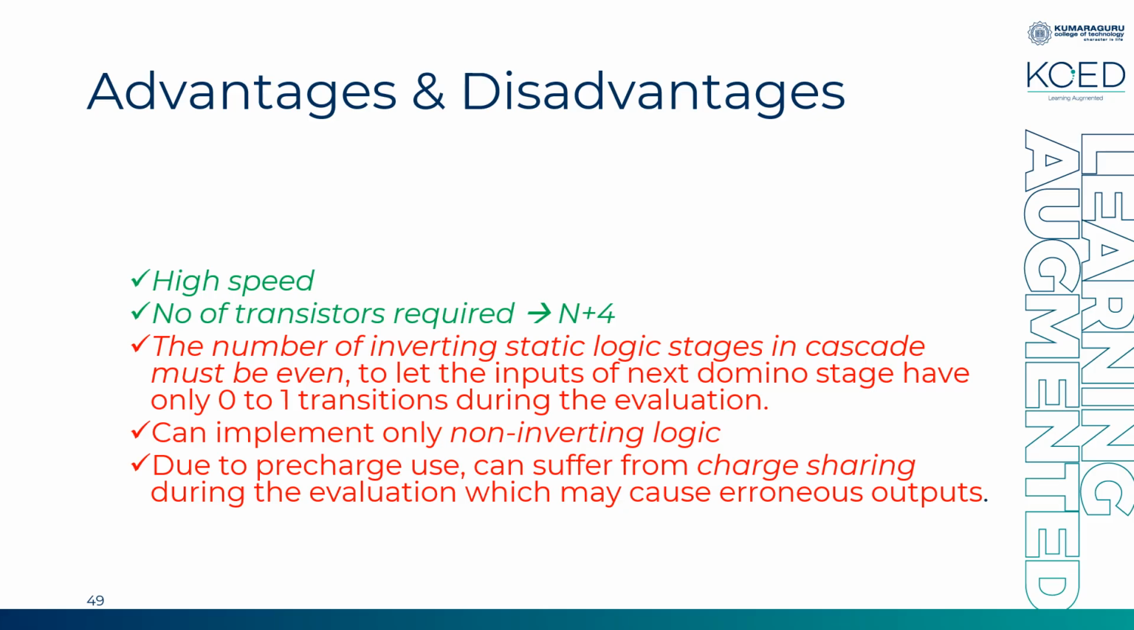The number of inverters connected at the output has to be even. If you have cascaded many domino stages, the number of inverters has to be an even number, so that 0 to 1 transitions are possible. And you cannot implement complementary logic, you can implement only true logic here. And since, as in dynamic, here also you have pre-charge and evaluation, wherever there is pre-charge, you will have charge leakage and charge sharing, both problems will be there.